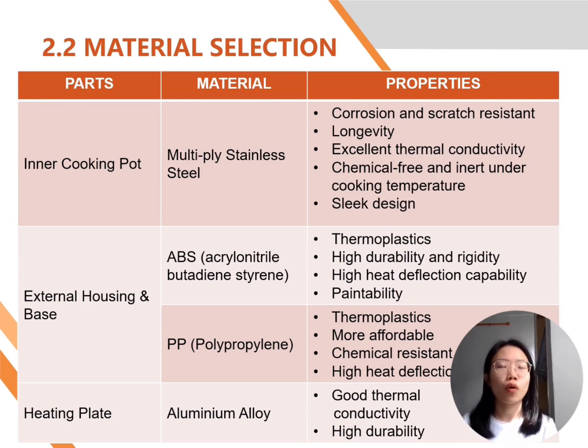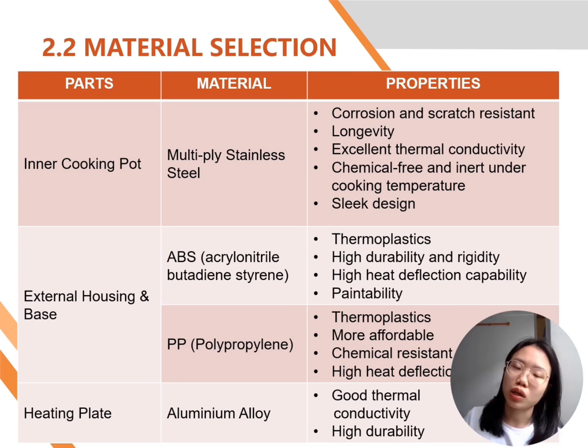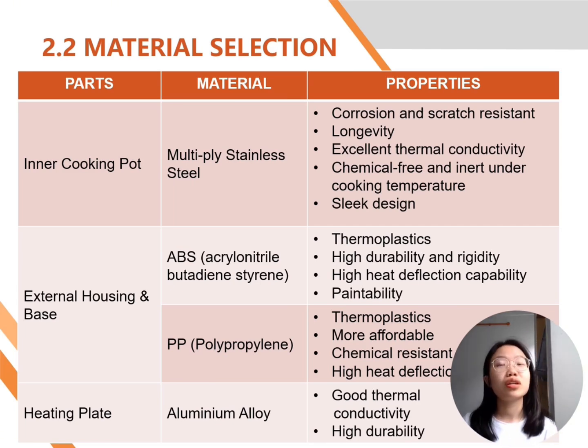So it is more common for customers looking for budget and mid-range models, while the ABS is for customers looking for a premium rice cooker. It has a better look, and if you are just focused on functionality and you have a lower budget, we would suggest that you use polypropylene. So it depends on our market research, on who our target users and target customers are.